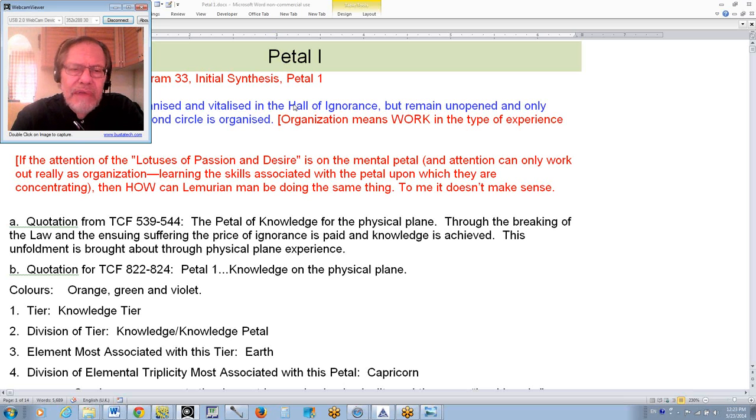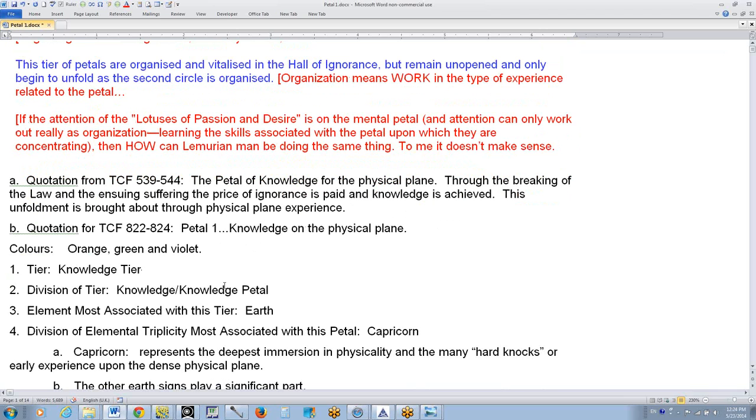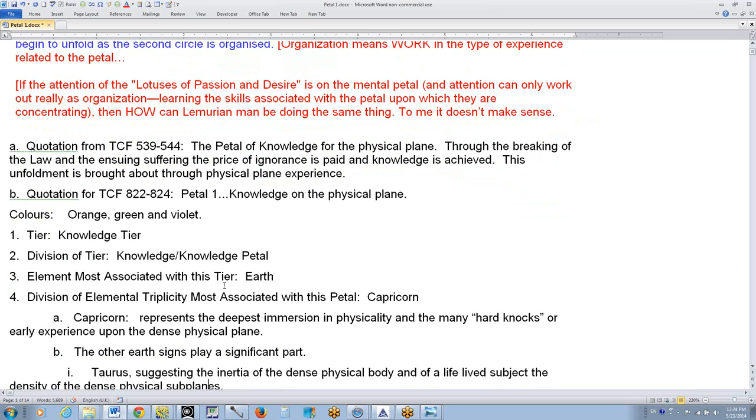And then what I've just completed from 822 to 824, or 820 to 824. Quotation, Petal 1, knowledge on the physical plane. Colors, orange, green, violet. And I discussed the meaning of mind activity and rhythmic instinctual response. I have kind of an outline, so this is to help us systematize our thought.